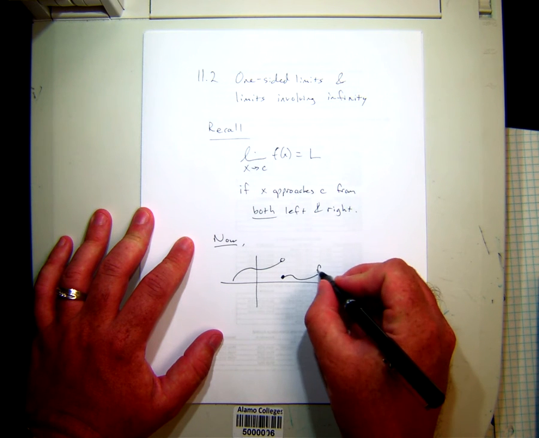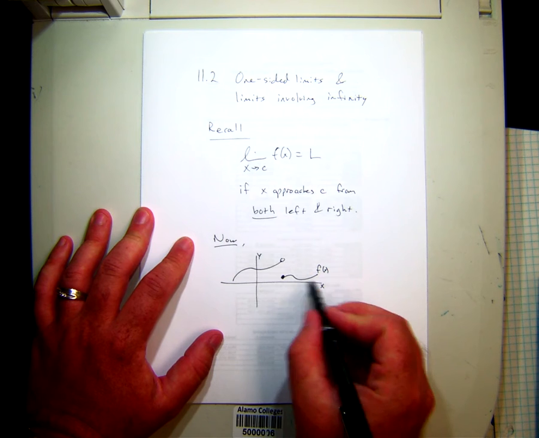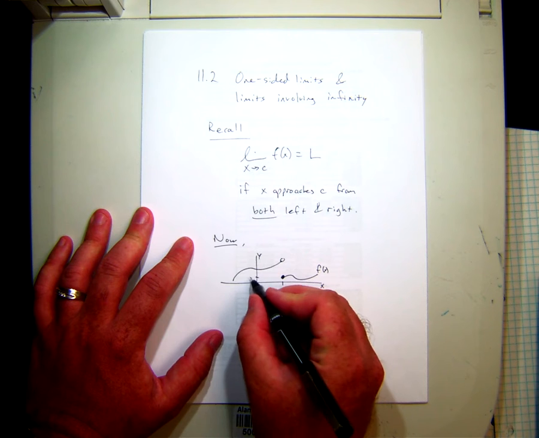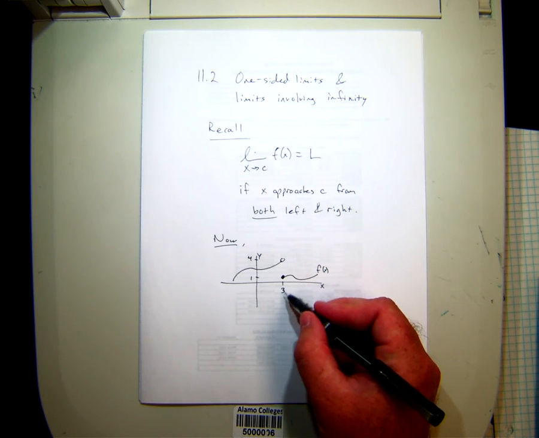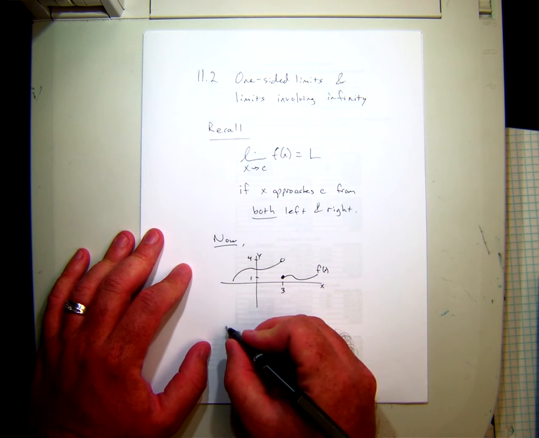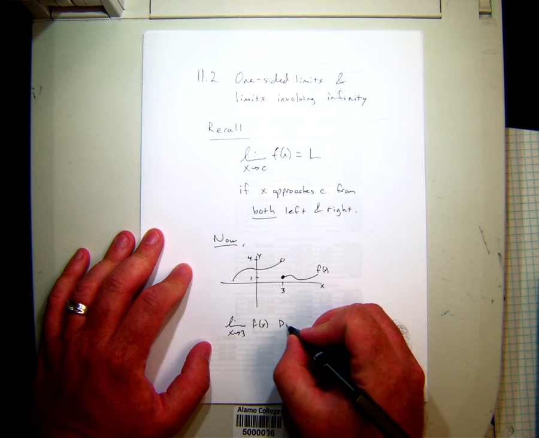This is still a function. It passes the vertical line test, but at this value, let's put a number on this. Let's call this 3, just to put a number on it. Let's call this 1 and this 4. So what's happening as x approaches 3? We can't say it has a limit. The limit as x approaches 3 does not exist.